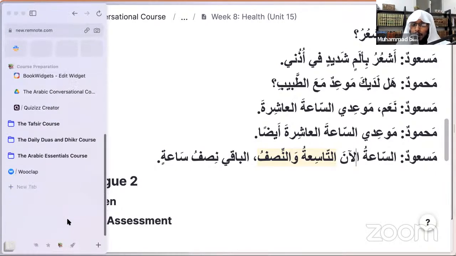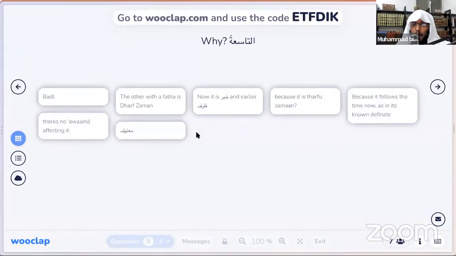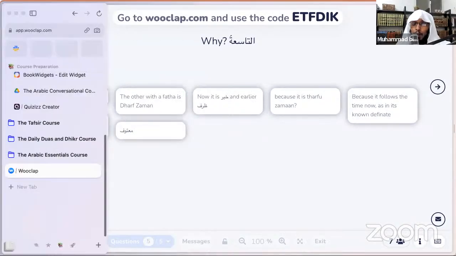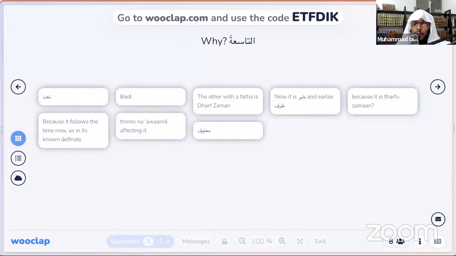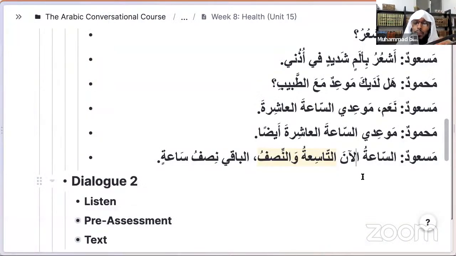It's not khabar. This is not khabar. It's badal. Now, why is it not khabar? It's not, or badal, meaning. I would say, look, how do you know the difference between badal and na'at? Basically, if you can get rid of one of the two words and it still makes sense, then it's probably badal. Okay?